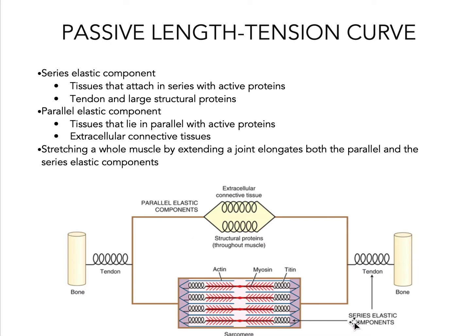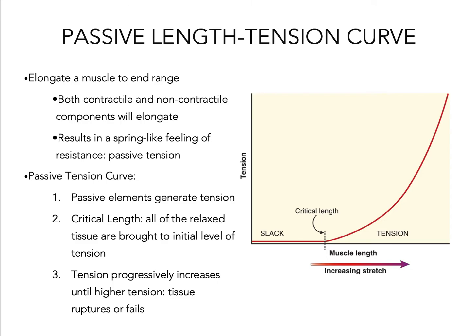Parallel elastic components are tissues that lie parallel with active proteins. So you can see that extracellular connective tissue lays parallel to actin and myosin. Stretching a whole muscle by extending a joint elongates both the parallel and the series elastic components. Passive length tension curve.